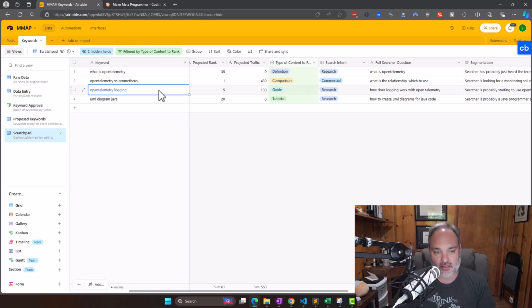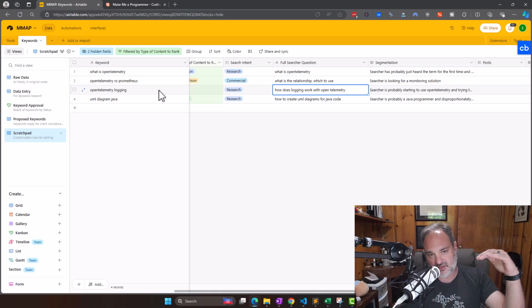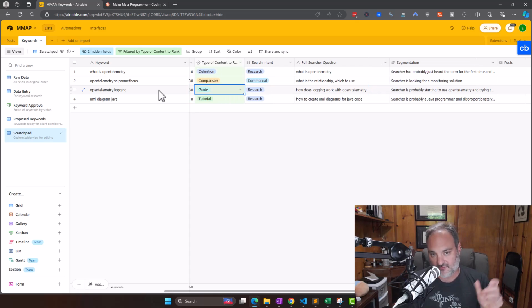So what we're saying here is when somebody is Googling open telemetry logging, they're really asking something along the lines of, how does logging work with open telemetry? And the reason that we want to capture that is the most important thing that you can do from a content marketing perspective for ranking is be very clear on the question or questions that the searcher is asking, and then create a title and subsequent supporting content that matches that question, that makes searchers feel confident that the article is going to answer their question. It also, crucially, informs the type of content that you would create in order to rank.